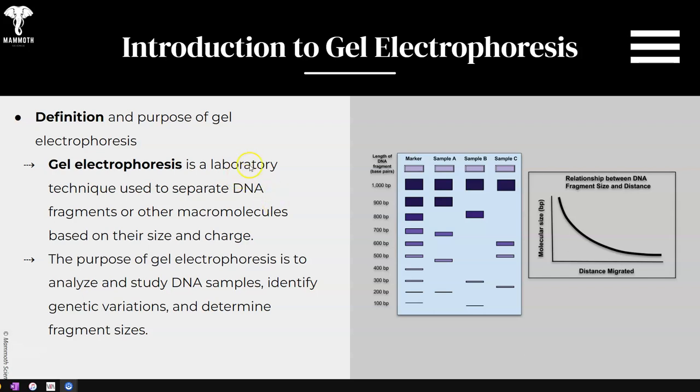The definition of gel electrophoresis is a laboratory technique used to separate DNA fragments from other macromolecules, carbohydrates, lipids, proteins, based upon their size and charge. Yes, your DNA has a charge. The purpose of gel electrophoresis is to analyze and study DNA samples, identify genetic variation, differences, and determine fragment sizes. This is what it looks like. The larger fragments obviously are up here at the top. The smaller fragments travel and are down here toward the bottom.